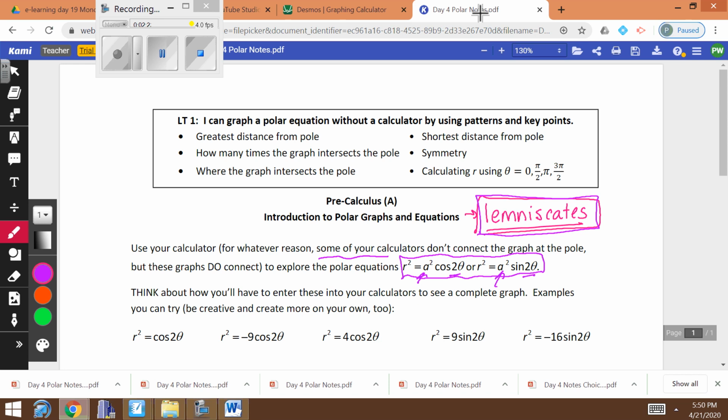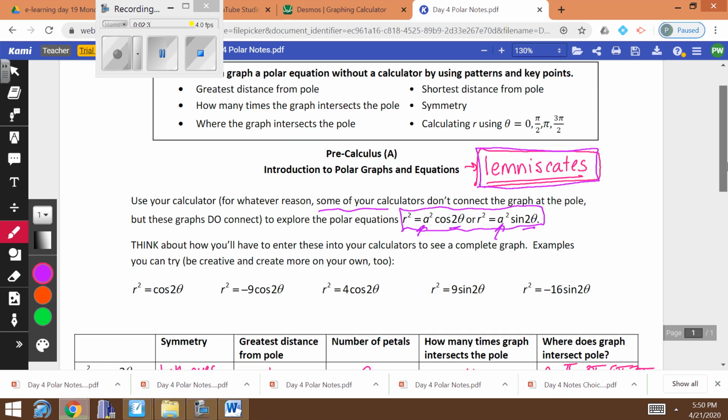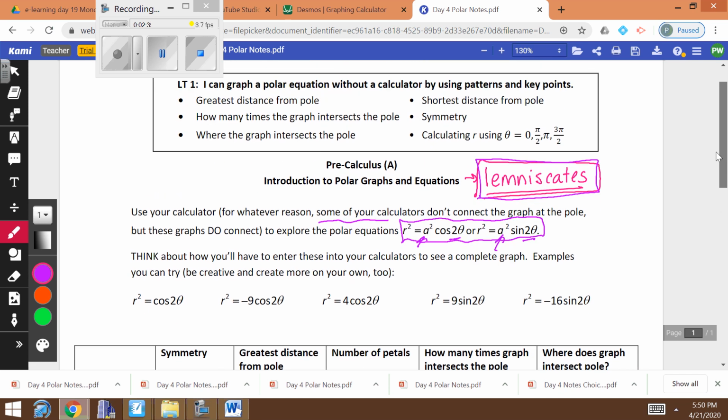Think about how you would graph something with an r squared. Just like when we had our y squareds, we would have to take the square root. But when you take the square root, it would be a positive square root and a negative square root. So once you do that, see if you can fill out the table below. And I'll come back and we'll look at some of those answers and we'll talk about why that is.